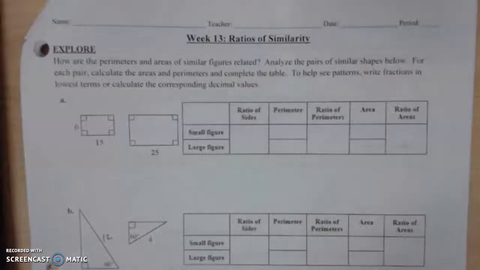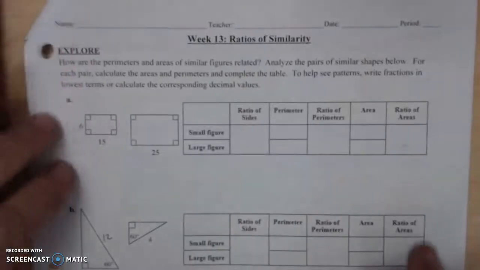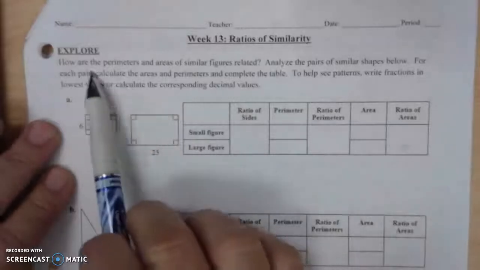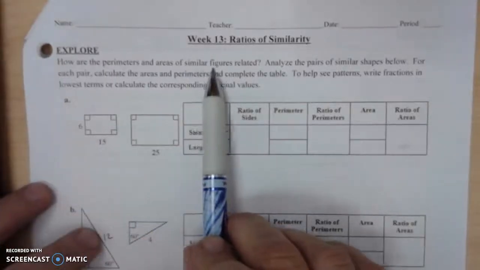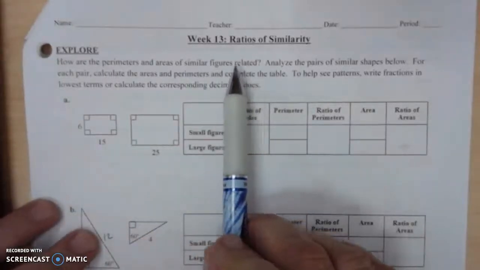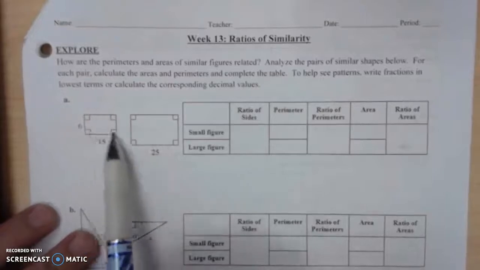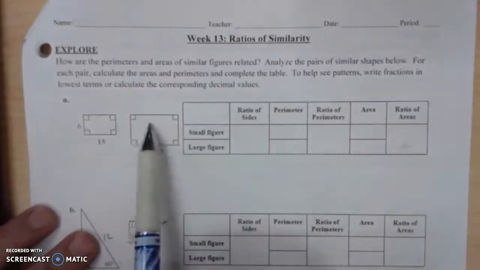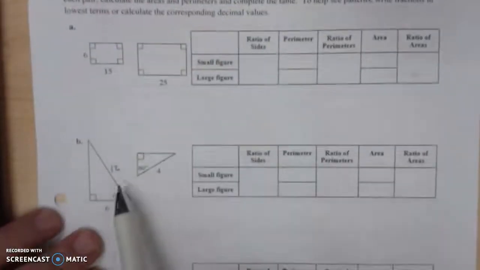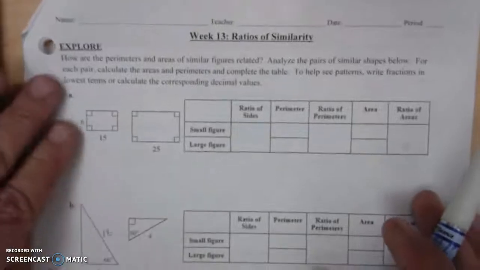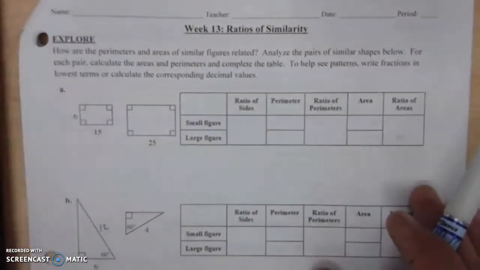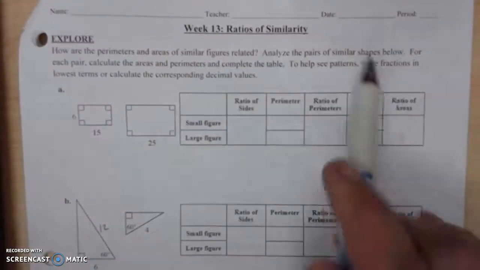The last lesson in week 13 talks about ratios of similarity. And so we talk about how perimeters and areas of similar figures are related. Similar figures are figures that have the same shape. So it's like two rectangles, this one's just a little bit smaller, two triangles, things like that. Two shapes that have the same shape, but maybe not the same size.